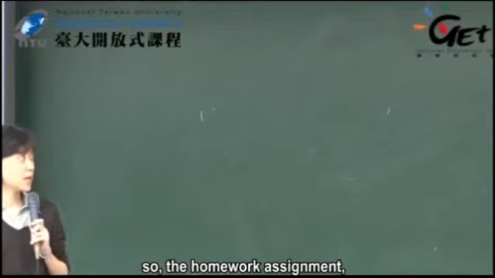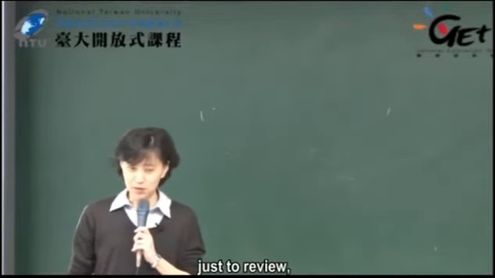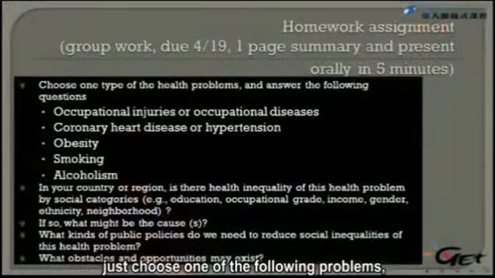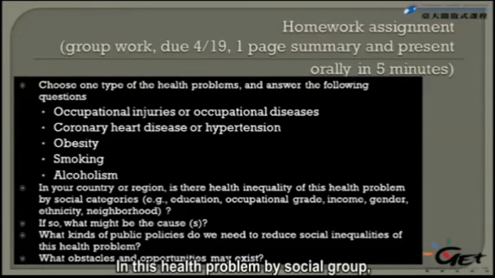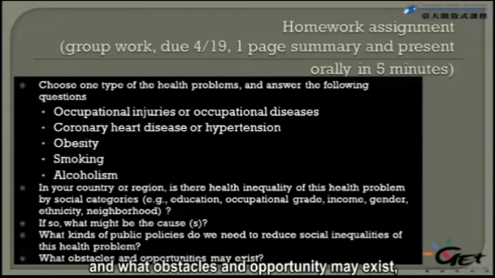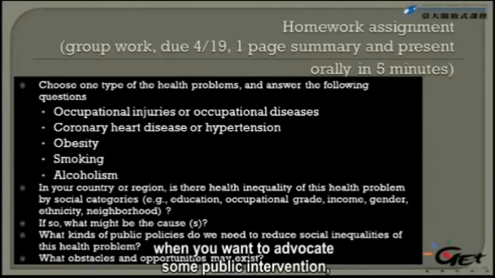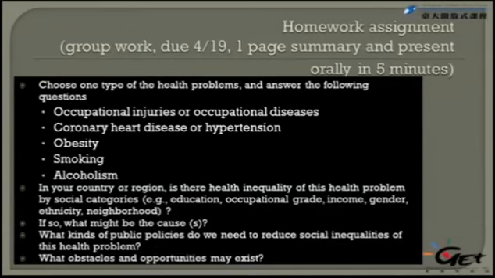So the homework assignment, just to review: choose one of the following problems and answer the questions. In your country, is there health inequality in this health problem by social group? If so, what might be the causes, and what kind of public policies do we need to reduce social inequality in health? And what obstacles and opportunities may exist when you want to advocate some public intervention?